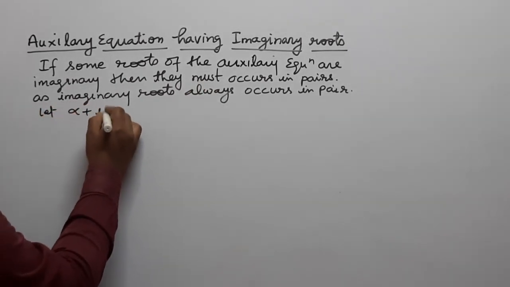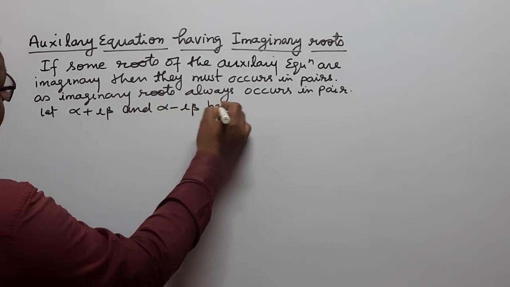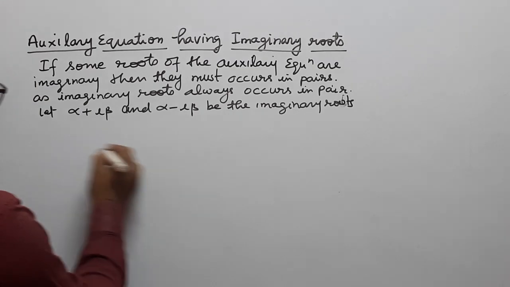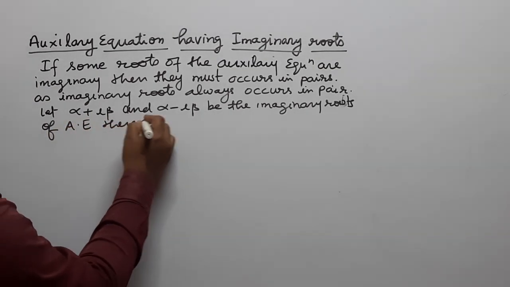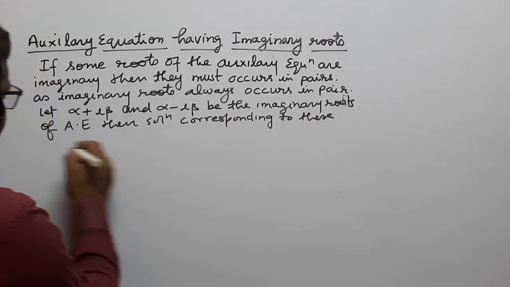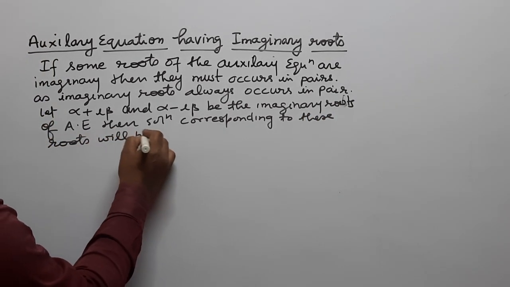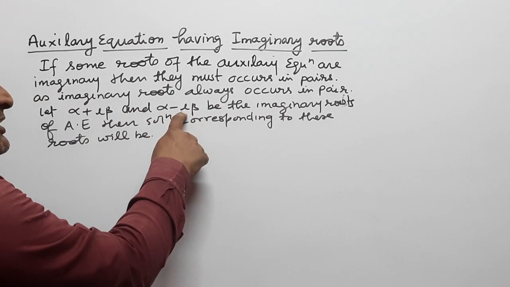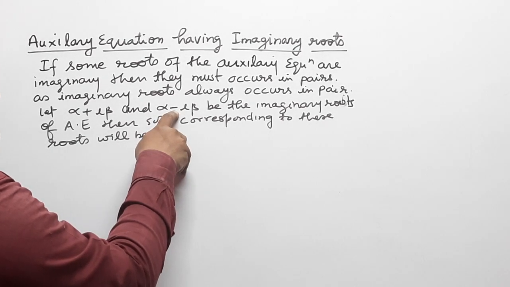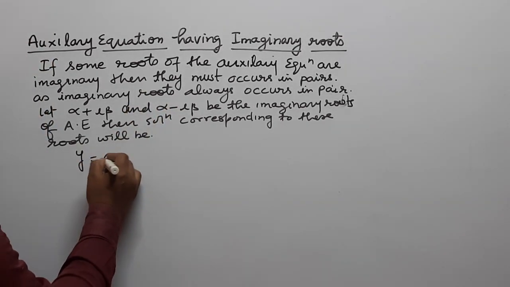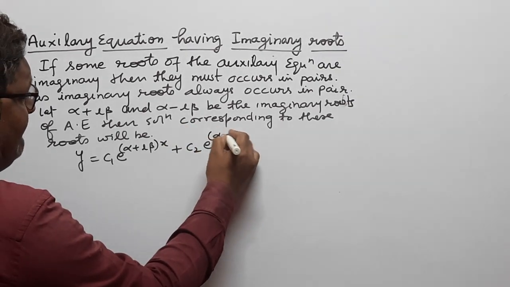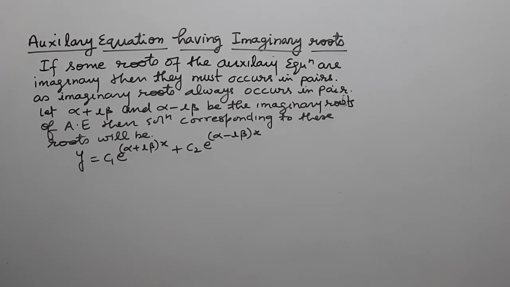Let alpha plus i beta and alpha minus i beta be the imaginary roots of the auxiliary equation. Then the general solution corresponding to these roots can be written as y equal to c1 times e to the power alpha plus i beta multiplied by x, plus c2 e to the power alpha minus i beta times x. You know that this is the third case.